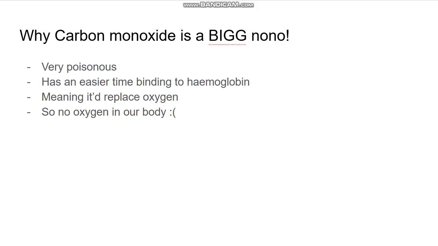Also, it's a good thing that our hemoglobin contains iron and not carbon monoxide, because carbon monoxide has a much easier time binding with oxygen than iron, so it'll just easily take over, and it's very poisonous, so it could spread around our body. Carbon monoxide is bad because it has an easier time binding with iron than with oxygen, meaning it can replace the oxygen, so no oxygen throughout our body.